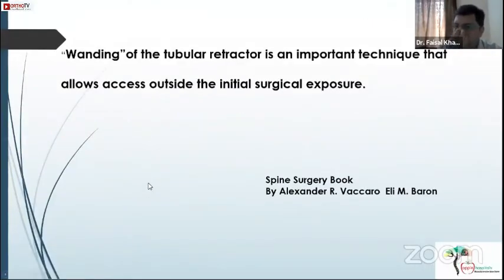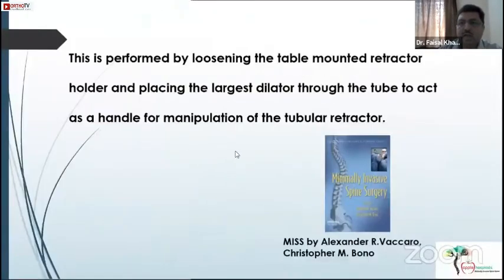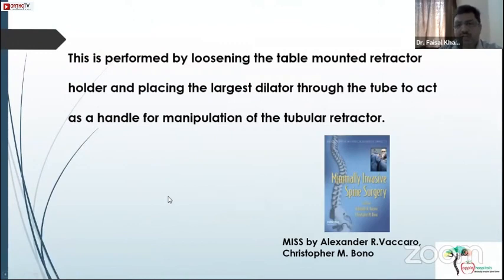Again, a tip by Alexander Vaccaro: winding of the tubular retractor is an important technique that allows access outside the surgical exposure. How it is done is the very important question. Again, Alexander Vaccaro in MISS mentioned that this is performed by loosening the table-mounted retractor holder and placing the largest dilator through the tube to act as a handle for manipulation of the tubular retractor.